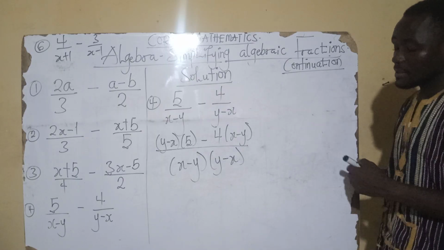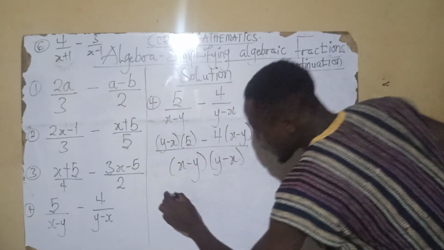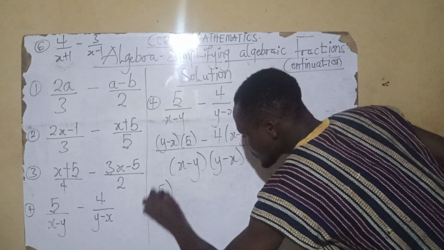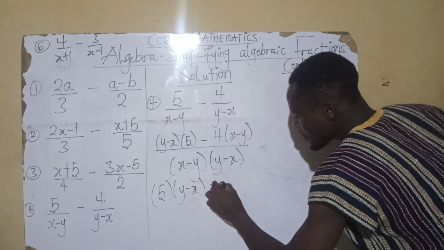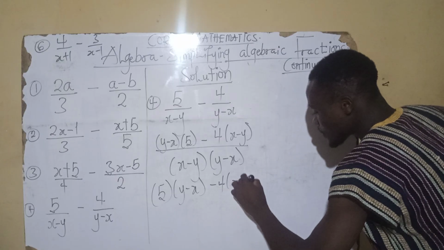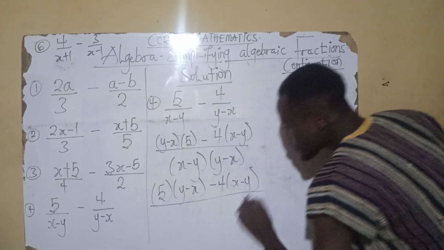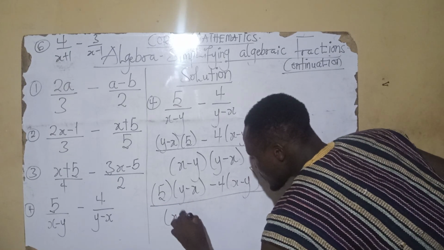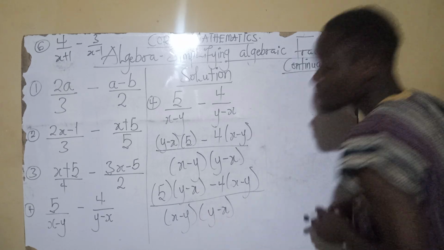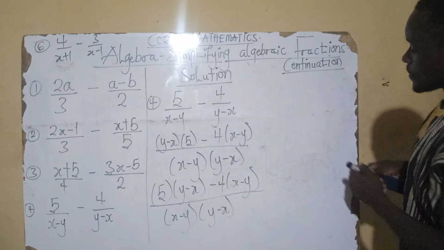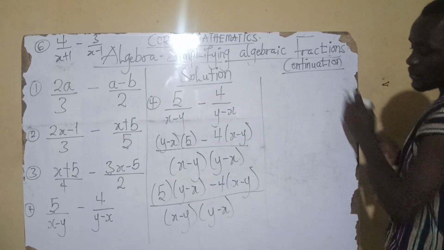Now remember, in mathematics, I can rewrite this as y minus x, minus 4 in the bracket x minus y, all over x minus y, y minus x. I believe you're good. Very good. So let's continue with the continuation.